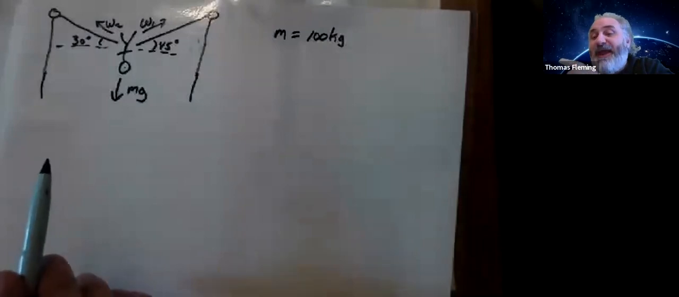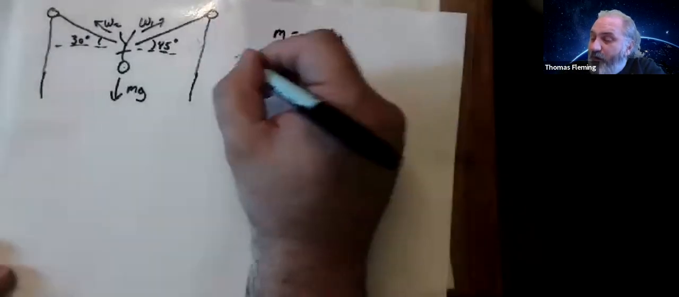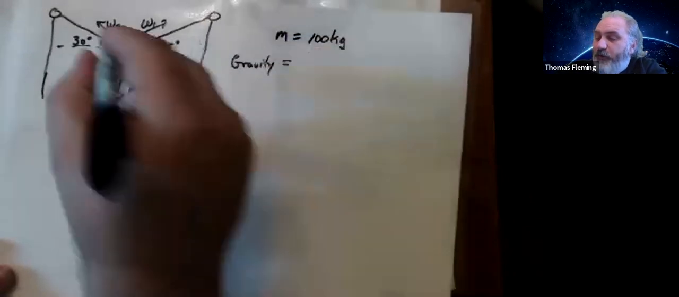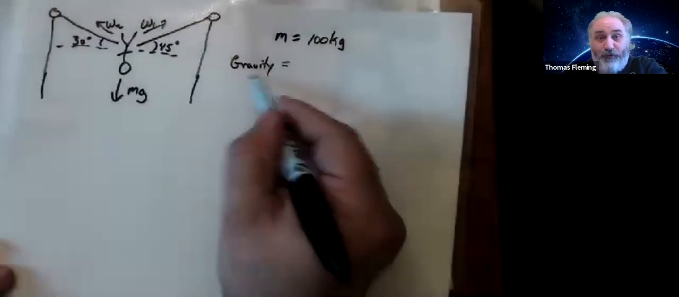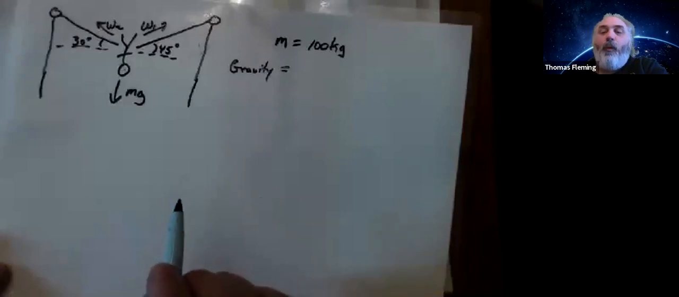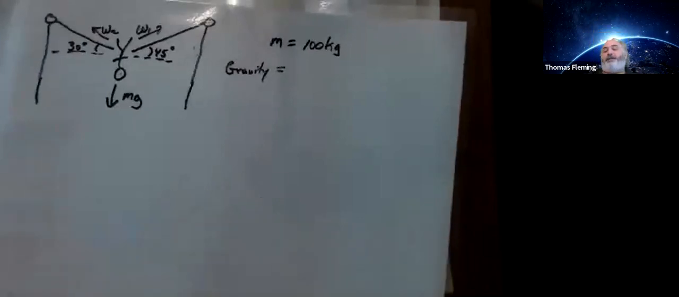Now, for each of those 3 forces, I need to break them down into their X and Y components. So first, let's do gravity. Normally, I would call gravity W, but I use W for the web, so I'm just going to write out the word gravity. But gravity is going to have an I hat and a J hat component. What are the I hat and J hat components for gravity? Is it the 30 and the 45? Nope. No. The mass and the gravity, 9.8.